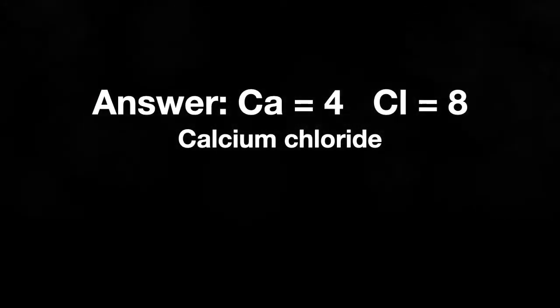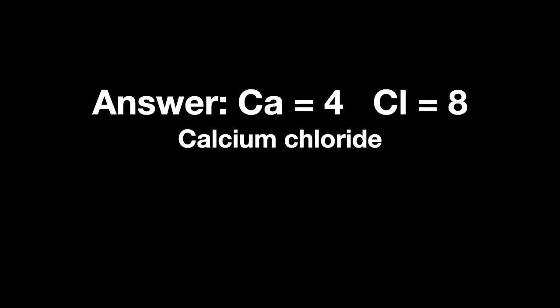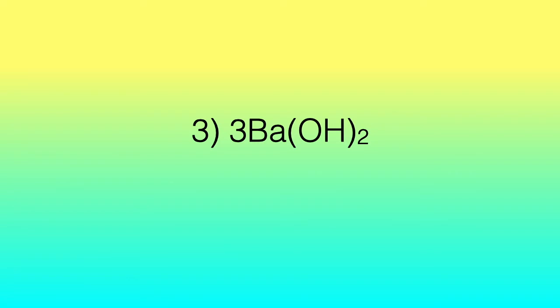The answer is 4 calcium and 8 chlorine, giving you the name calcium chloride. If you didn't get the answer, that's okay. It just means you need more practice. So let's do number 3.